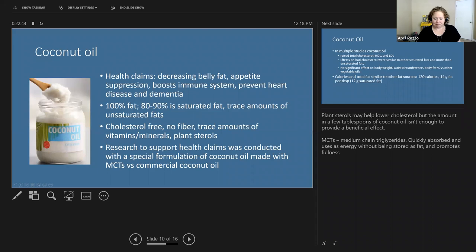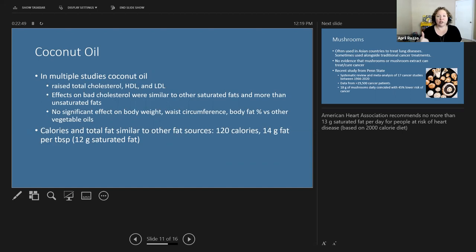So in multiple studies of regular coconut oil, it was found to raise all of your cholesterol levels. It did raise the good cholesterol, the HDL, but it also raised total cholesterol and LDL, the bad cholesterol. The effects on LDL were similar to other saturated fats like butter and increased it more than unsaturated fats did. Those same studies did not find a significant effect on body weight, waist circumference, or body fat percent versus any other vegetable oils. So they couldn't prove the weight loss claims with coconut oil.